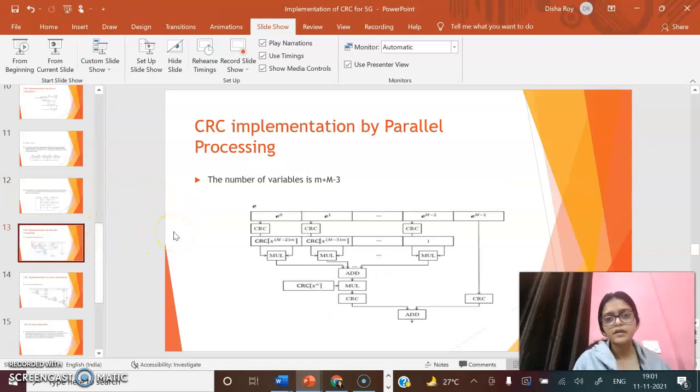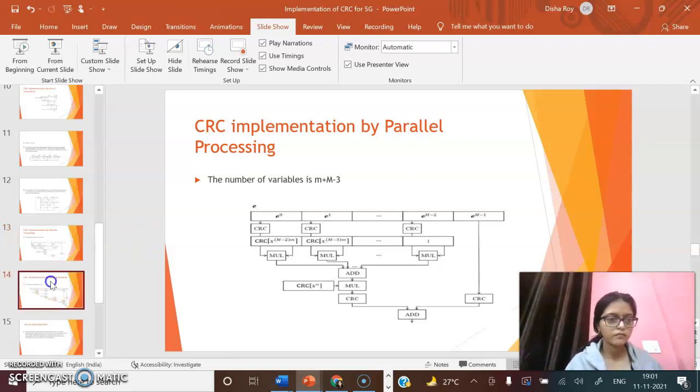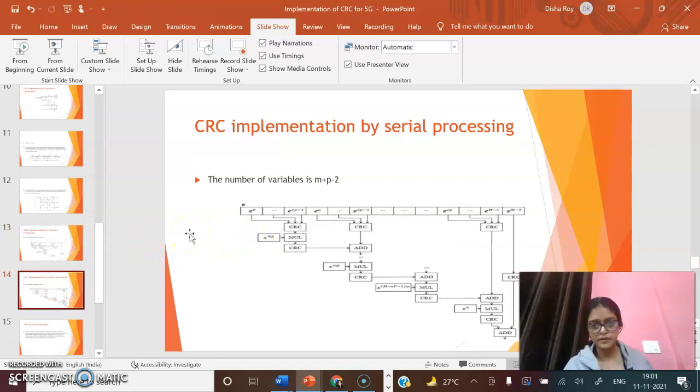CRC implementation by parallel processing. Over here from the diagram we can see that the CRCs are treated as an individual block, so there is less chance of interference, and the number of variables is m plus m minus 3. CRC implementation by serial processing. Over here the number of variables is m plus p minus 2. So we can see that by serial processing the code blocks are processed individually.